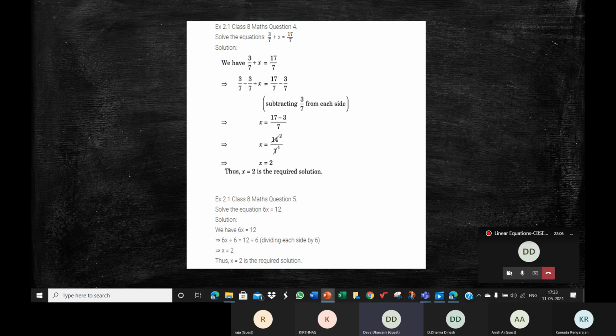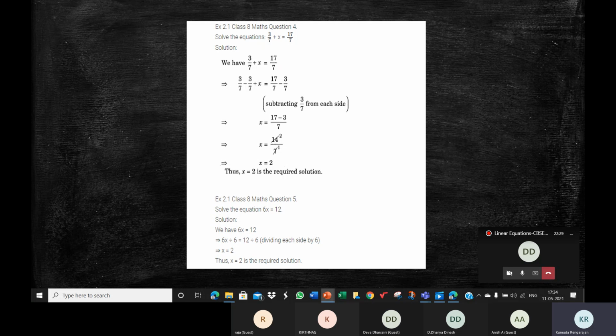Ma'am, 3/7. Yeah, you should take away that 3/7. X should be alone. If you're solving for x, x should be alone in the LHS. There should be nothing else other than x. So there is this 3/7 now with x. You must remove it. If you have 5 with you, 5 minus 5 is 0.